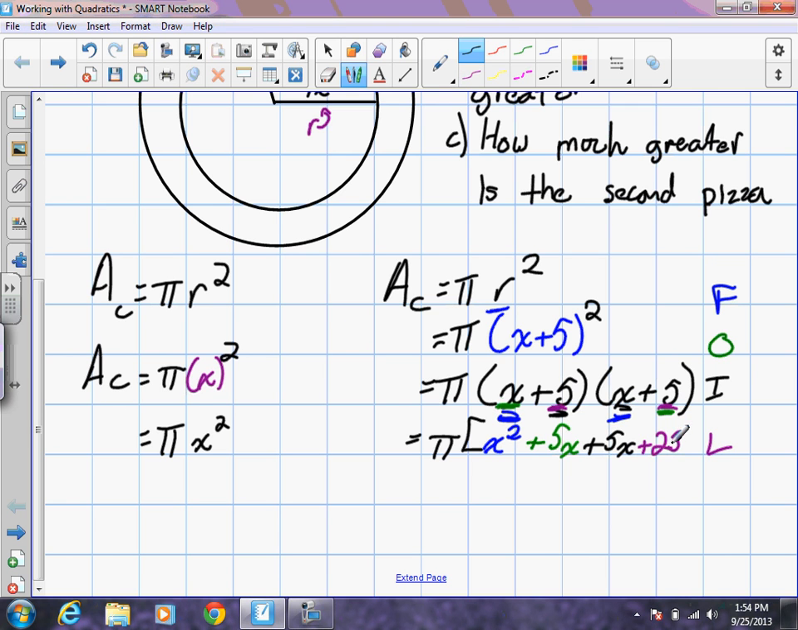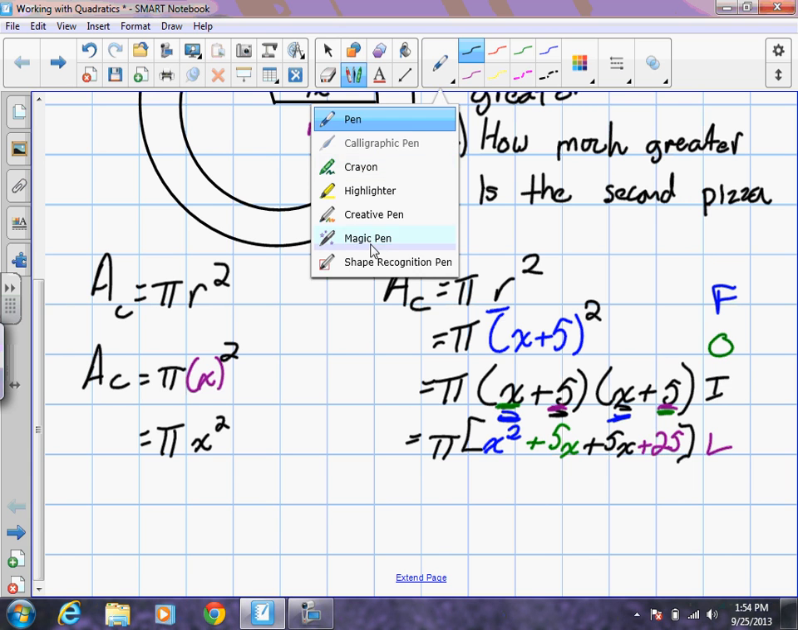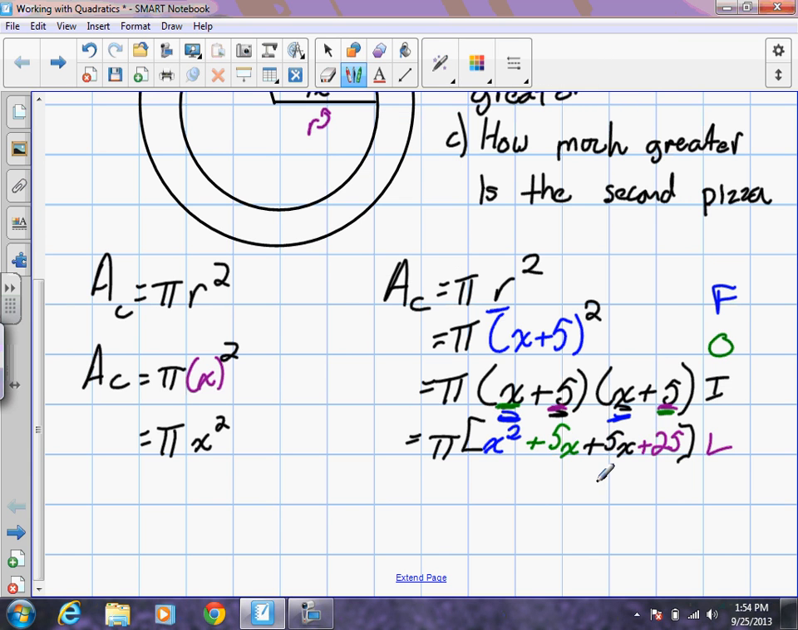So using FOIL, we've just used distributive property through all of them. We then have to collect all of our like terms. Inside the brackets, what are the only like terms? 5x and 5x. They're the only two that have variables of the same power. There is no other x squared and there is no other constant, something without a variable. So we add 5x and 5x. What does that become? 10x. Great. So we get pi still multiplied by x squared plus 10x plus 25.